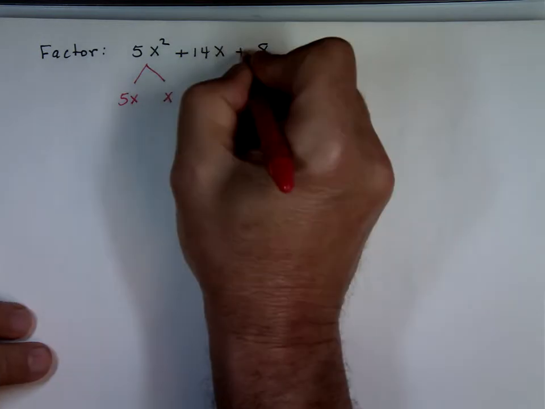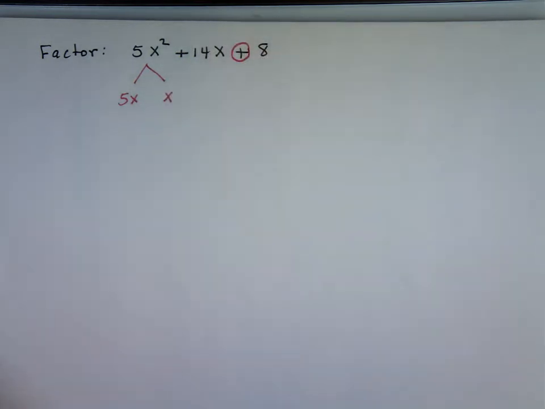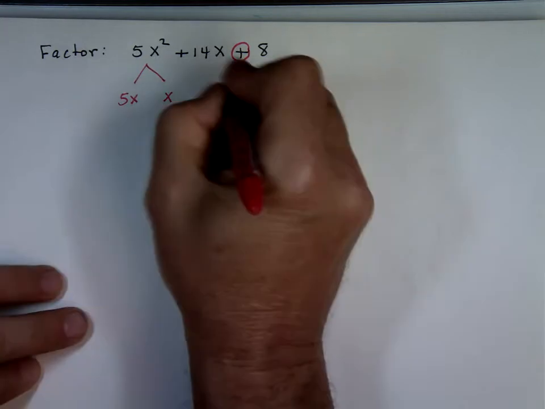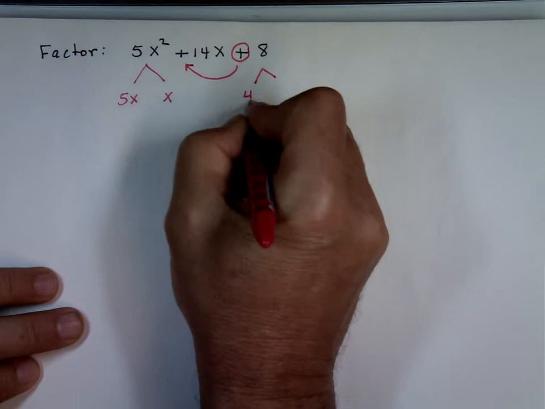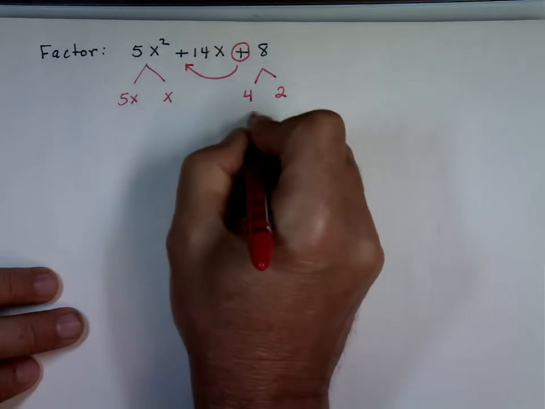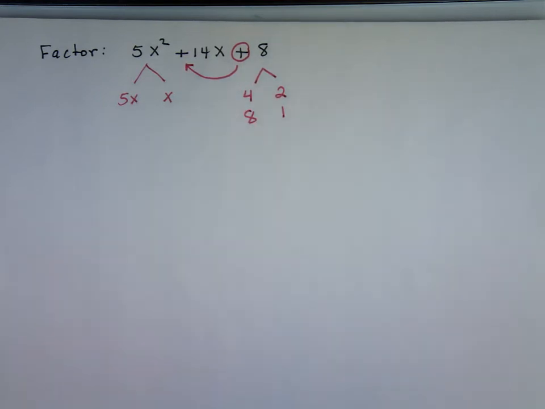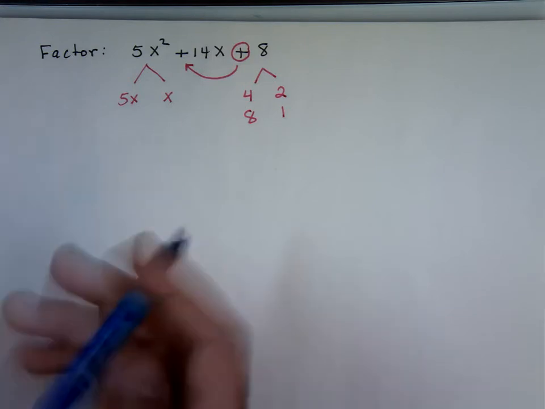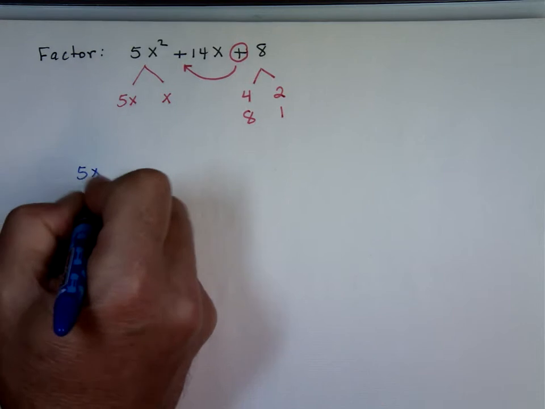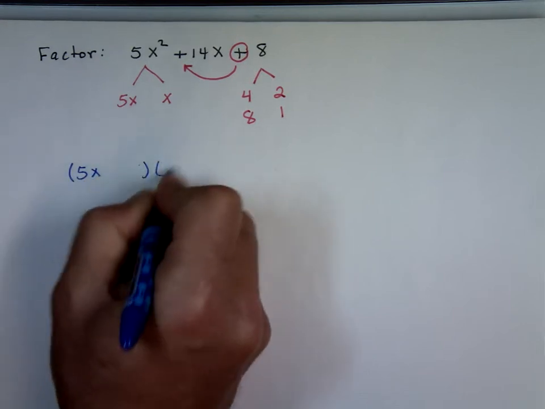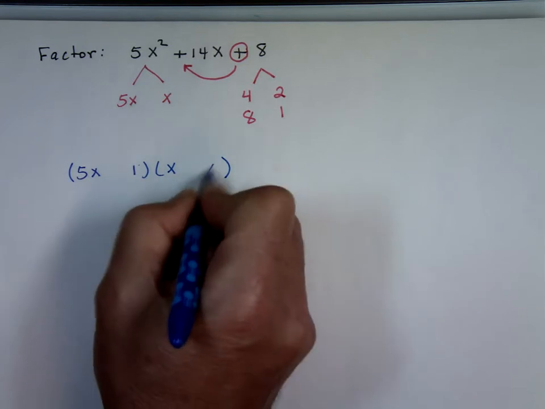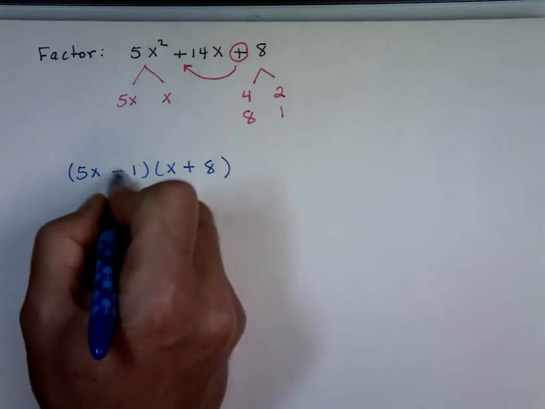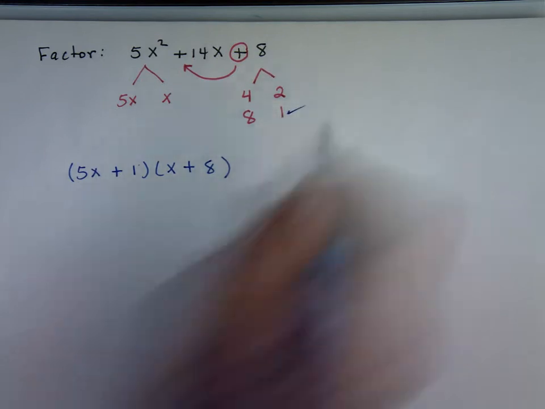Again, this is another one where this is a plus. That tells me both signs are the same as this. So the 8 could be 4 times 2 or 8 times 1. And let's try it. 5x and x, and 1 and 8. Both positive. I decide to go with 1 and 8 first instead of 4 and 2.